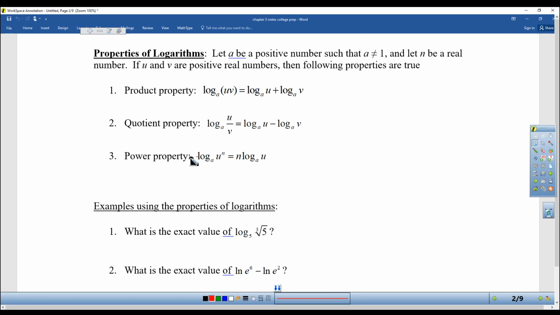When you have a power, you can actually bring it out in front, which I know is totally bizarre. Hopefully you learned these in Algebra 2 and they're not completely unfamiliar. But real quickly, if you have log base anything, let's just say base 3 of x times y, you can separate that into an addition problem. Log base 3 of x plus log base 3 of y. That's an example of that one. But if you had log base 8 of x over y, it becomes a subtraction problem.